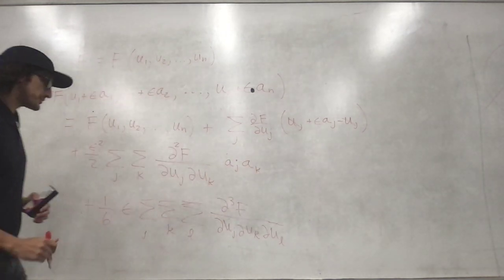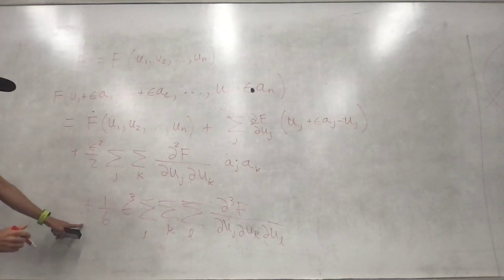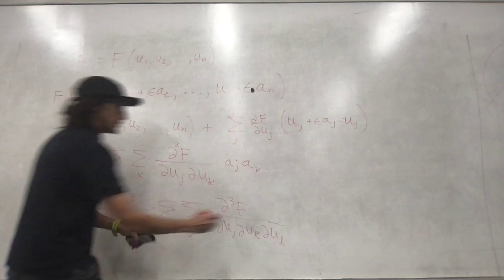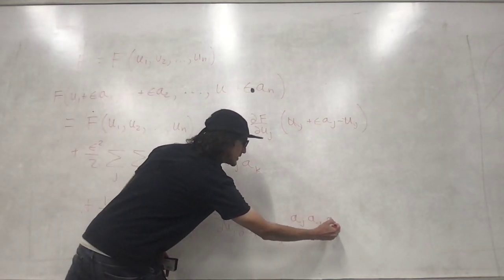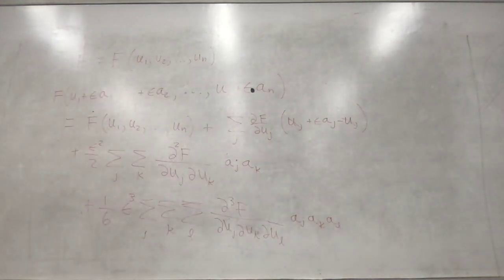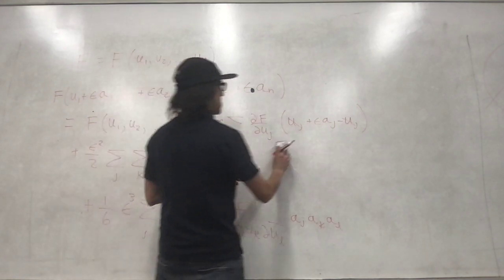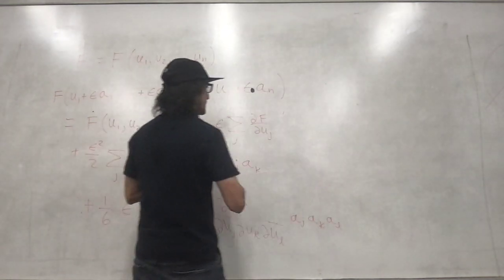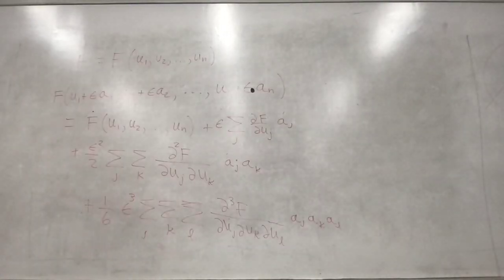I guess both of them. This one's gonna be cubed. And over here, we're gonna have J, K, and L. Here we can put the epsilon and aj.